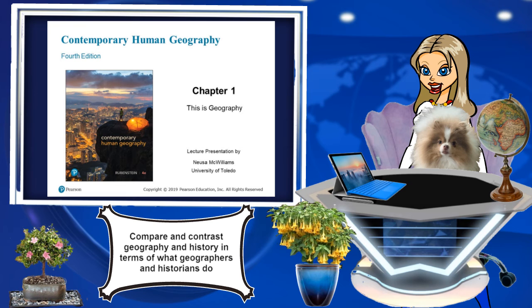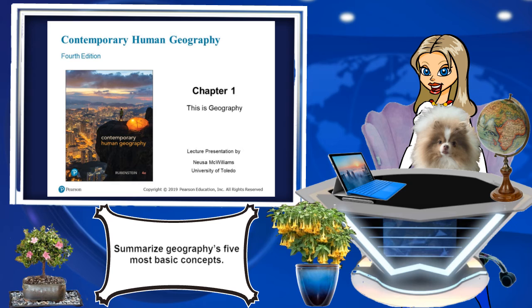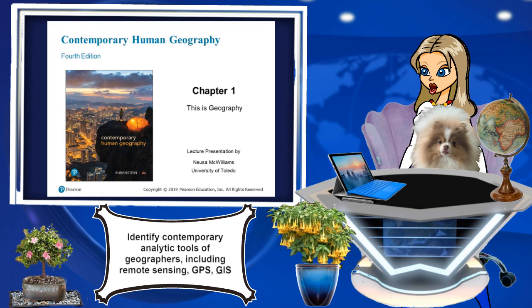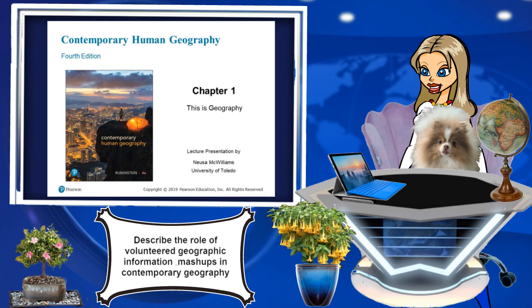Can you compare and contrast geography and history in terms of what geographers and historians do? Can you summarize geography's 5 most basic concepts? Can you trace the development of geography in the ancient world through the Middle Ages to the Age of Exploration? How about can you identify contemporary analytic tools of geographers, including remote sensing, GPS, and GIS? Can you describe the role of volunteer geographic information and mashups in contemporary geography?